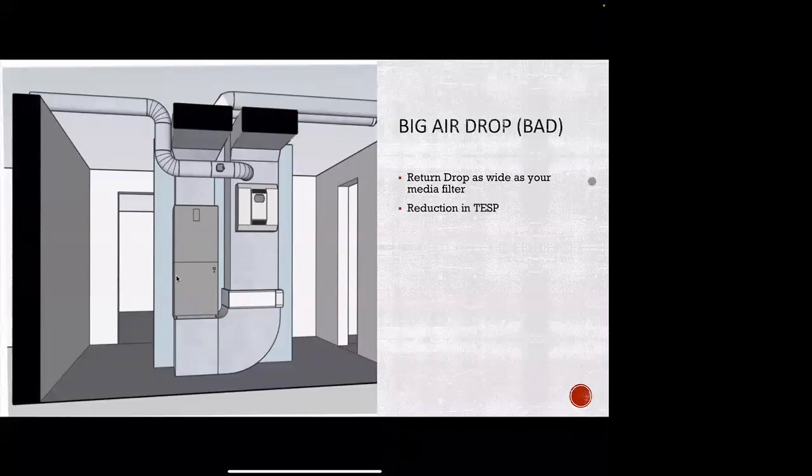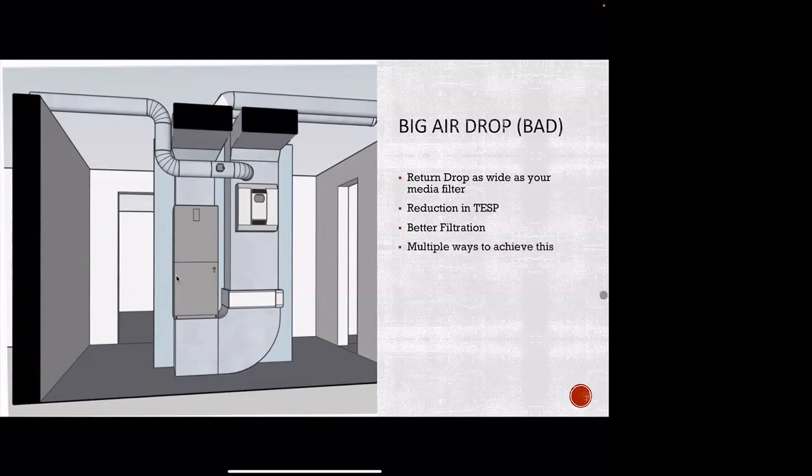What that's going to do is it is going to be a reduction in our total external static pressure. You're going to have the best potential drop across that filter. You're also going to have better filtration. Earlier, we were talking about the MERV ratings and stuff. With a bad, you can get up to a MERV 13 filter or greater. There's multiple ways to achieve this, okay?